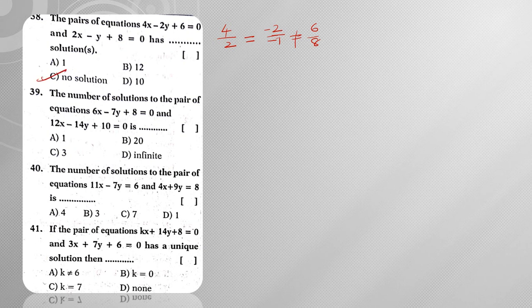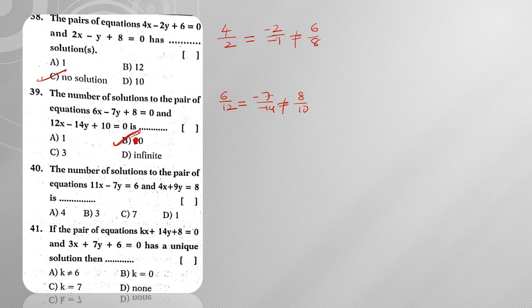Next, number of solutions to the pair of equations 6x - 7y + 8 = 0. So this also I think the same. So 6 by 12, -7 by -14, 8 by 10. These two are equal because 6 by 12 means 1 by 2, -7 by -14 means 1 by 2, which is not equal to 4 by 5. Hence it has how many solutions? So it has 0 solutions, right? But there is no option, so it has 0 solutions. So not 20, it has 0. Hence option B will be my answer, right?